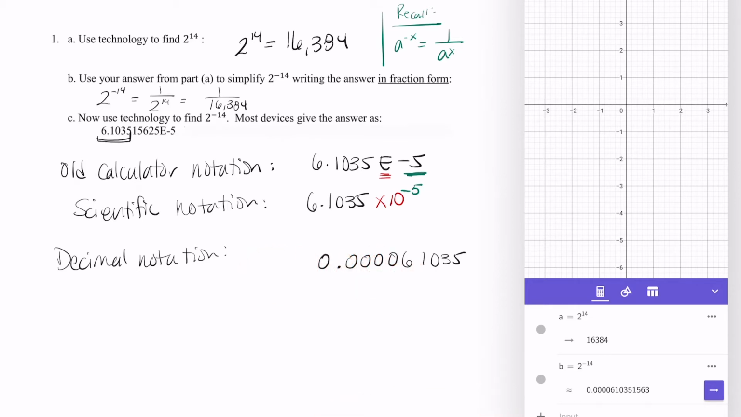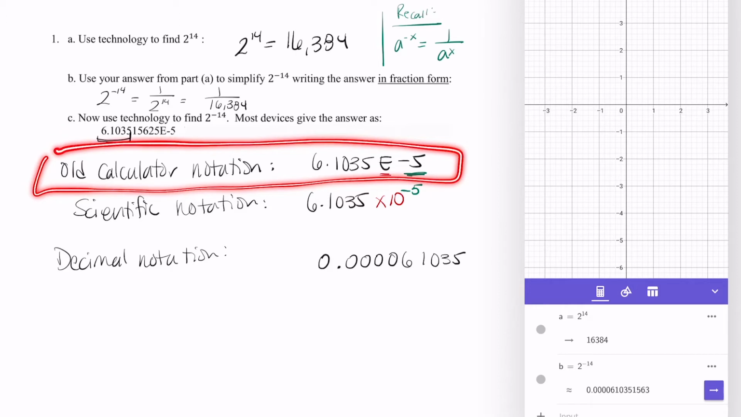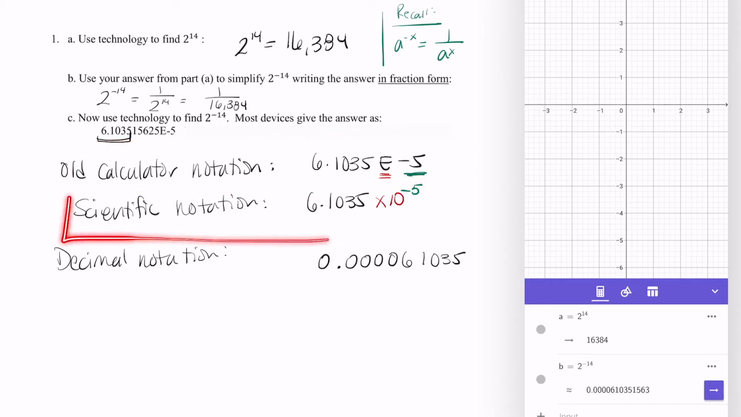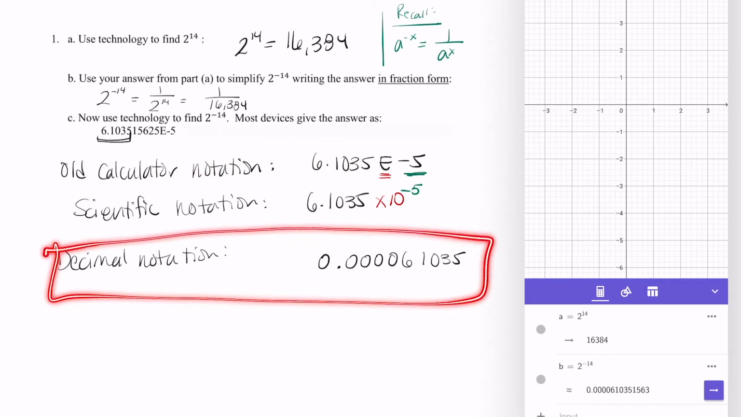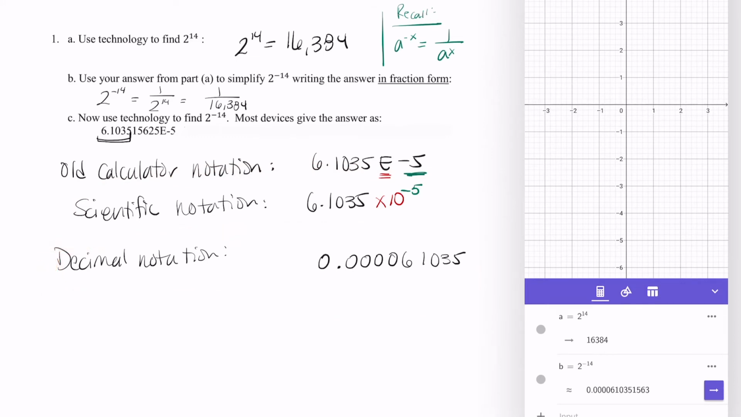So this is old school calculator notation. This is scientific notation. And this is decimal notation. And if you happen to use GeoGebra, which if you take any of my classes in the future, you will always be allowed to use in class anytime, you can have the exact answer or the approximate answer.